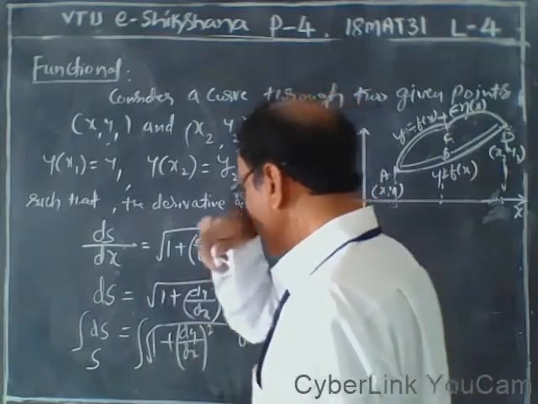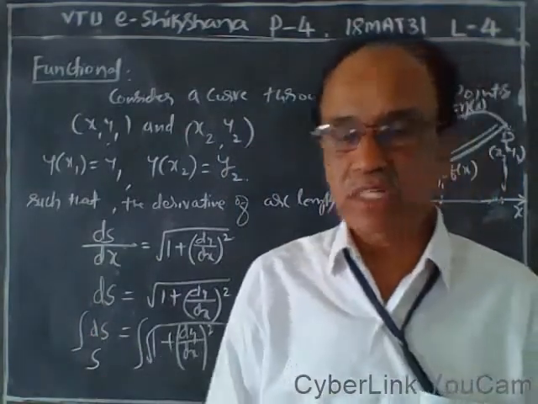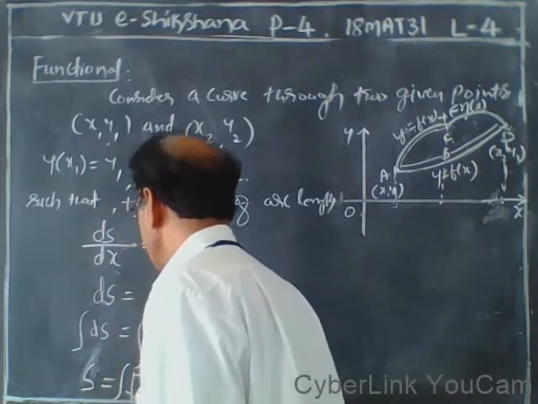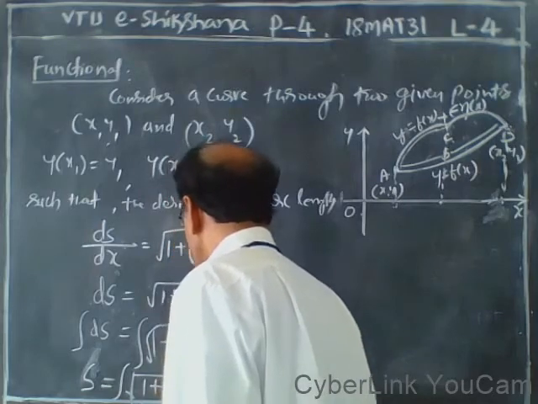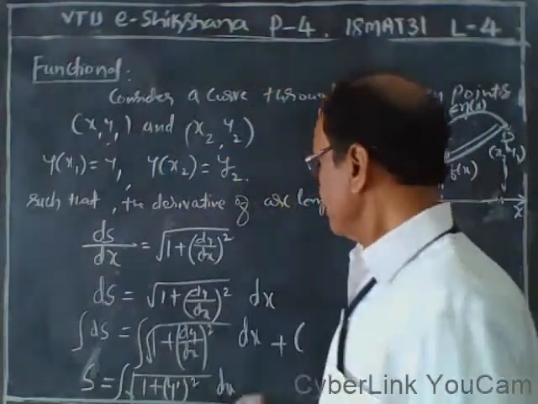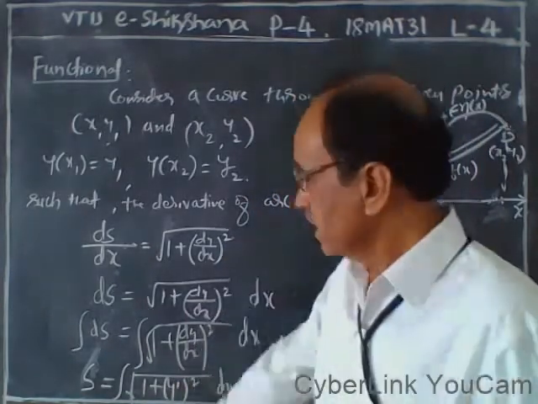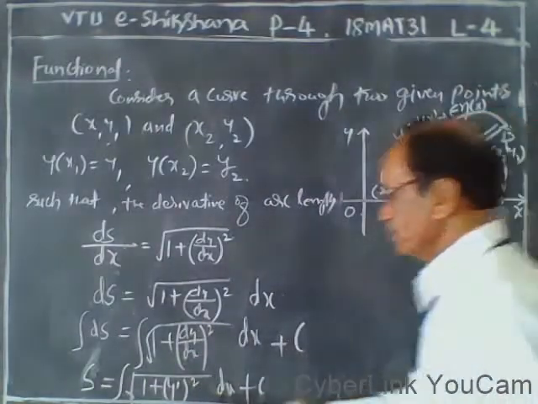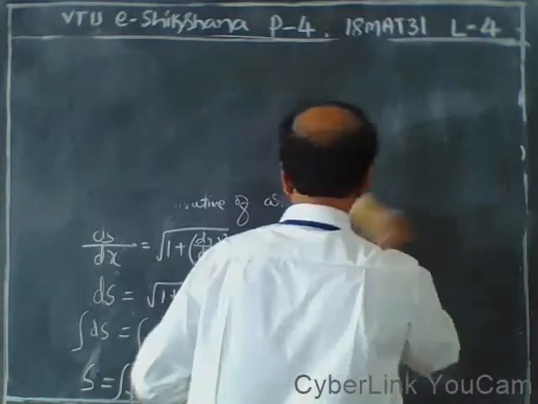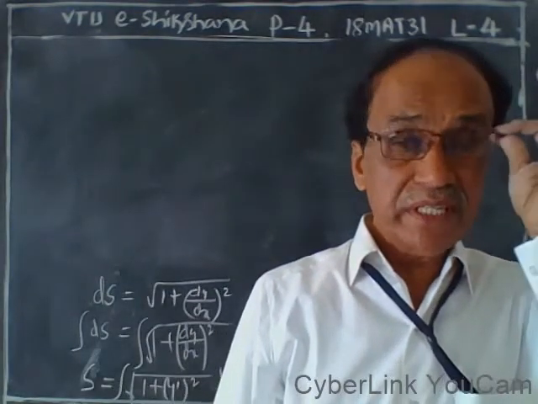Then it is an indefinite integral because limits are not given. Then s is equal to the integral of square root of 1 plus y dash square multiplied by dx, plus a constant. So this integration gives the length of the curve from the point A to B, so we proceed to include this integration under the given points, that is from the point x1, y1 to the point x2, y2.